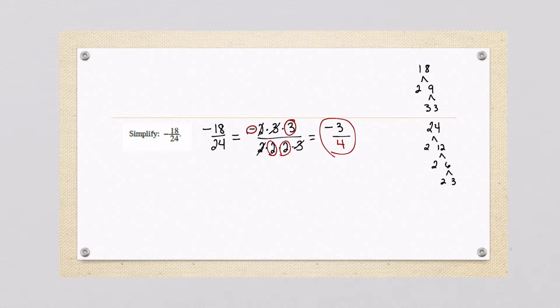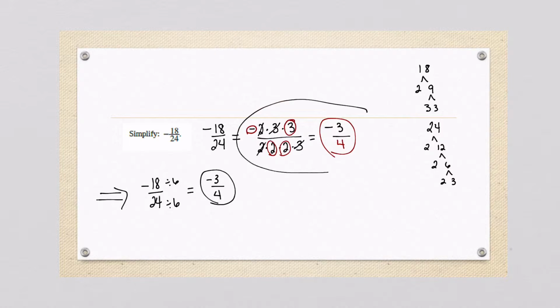Another way to work this problem is like this. You can see that they have a common factor of 6, and what you do to the top, you have to do the exact same thing to the bottom. So if I divide by 6 on top, I have to divide by 6 on bottom. And so negative 18 divided by 6 is negative 3. 24 divided by 6 is 4. Eventually, this right here will be the method that you use, but until you can see what their common factor is, you may want to stick with this method here.